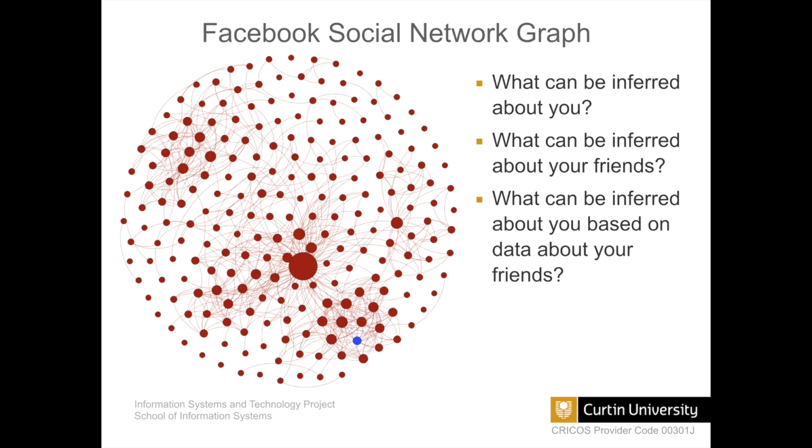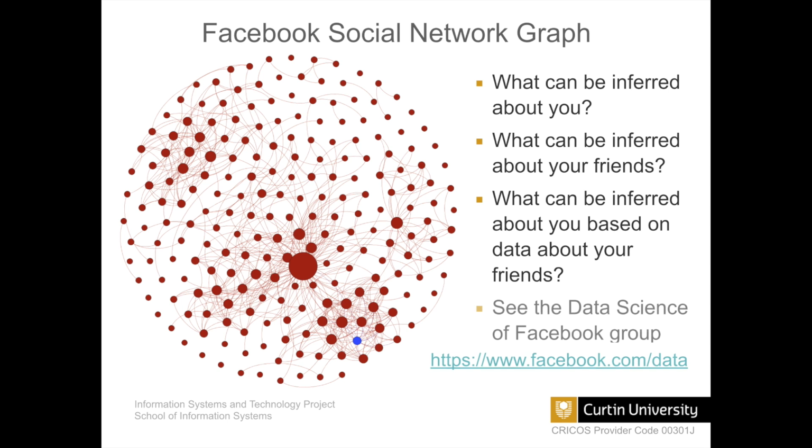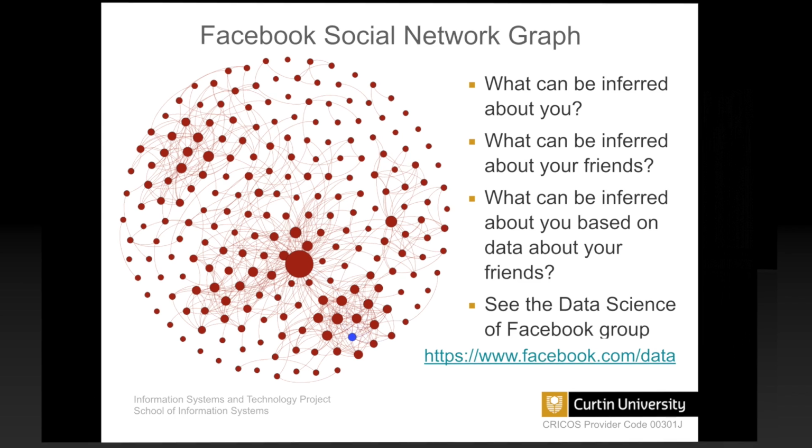Similarly, if a bank considers one of your friends to be a credit risk, is it reasonable for that bank to consider you to be a credit risk too? Do deadbeats tend to hang out with other deadbeats, and do cashed-up yuppies tend to hang out with other cashed-up yuppies? See the Data Science of Facebook group for more interesting inferences that have been explored using data science.